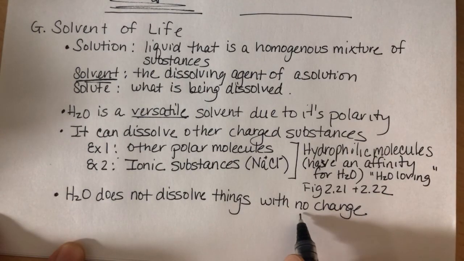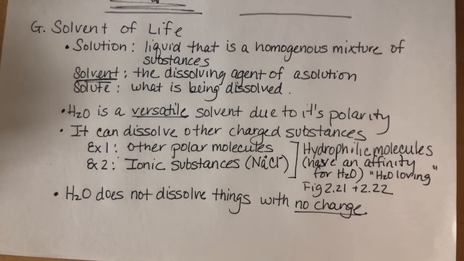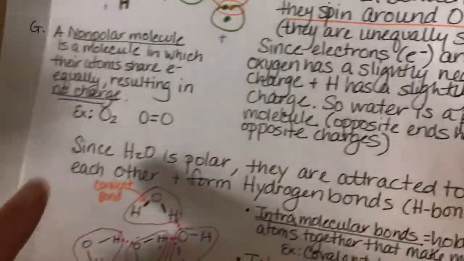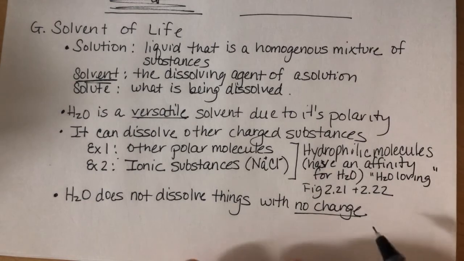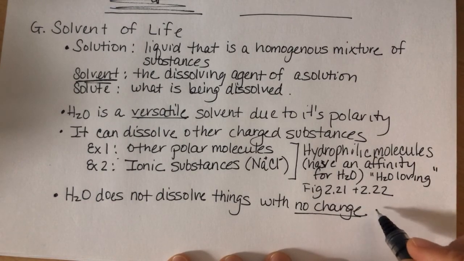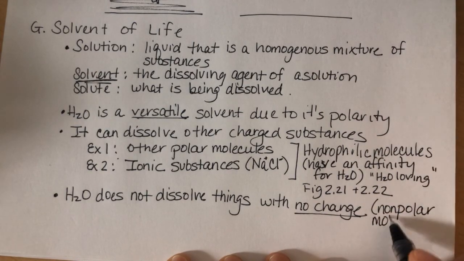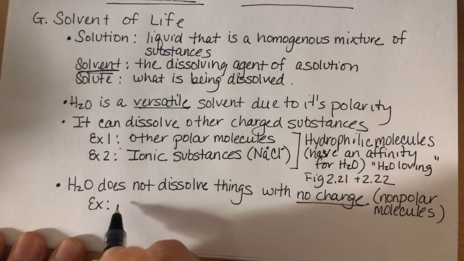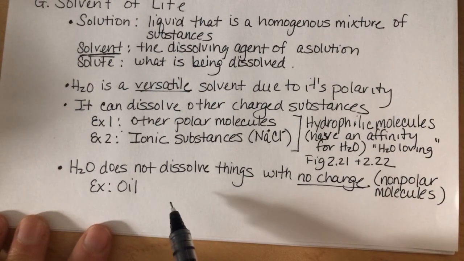So what does it mean by things with no charge? All right. So water was a polar molecule that had two different charges on either end. Remember, the opposite, going back to the first page, is a nonpolar molecule where there's no charge. So with no charge, this would be like a nonpolar molecule. So what would be an example of that? Oil. All right, oil does not dissolve in water, and it will separate out and not dissolve in it.